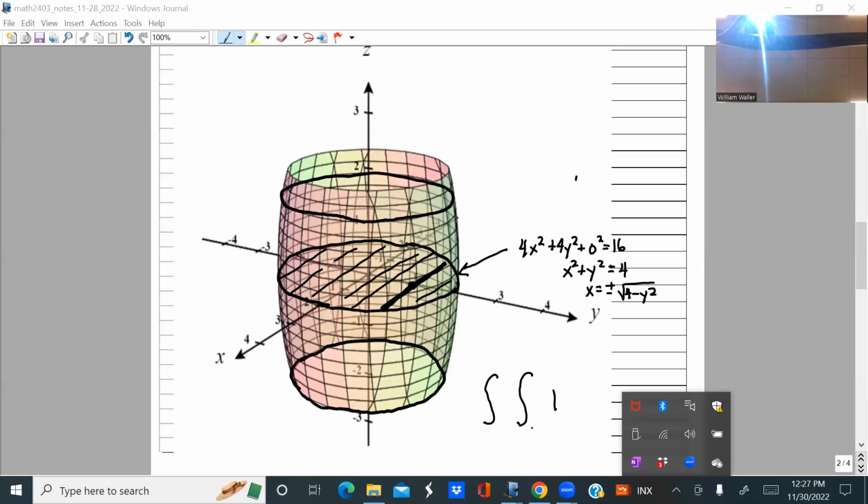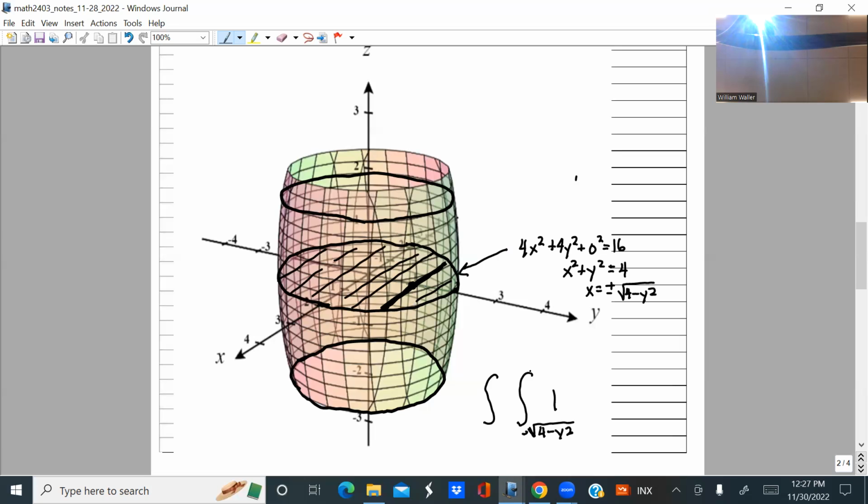So it's going to look messy. You're going to have minus the square root of 4 minus y squared up to positive square root of 4 minus y squared. And this is dx. Now, how's y going to vary? From -2 to 2, right? Okay, you can see that, right?